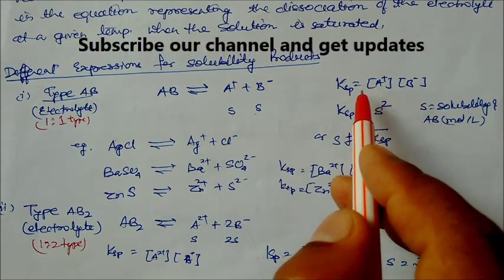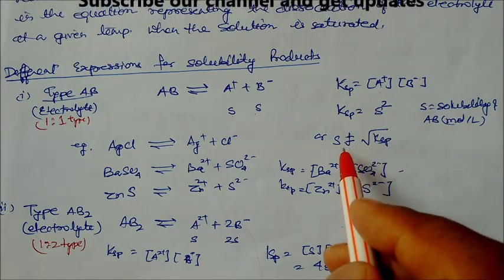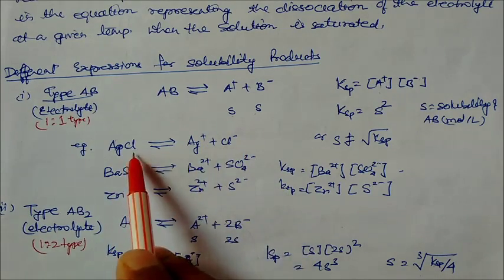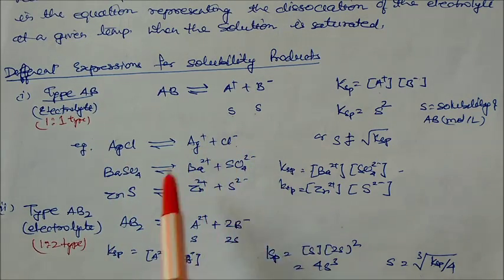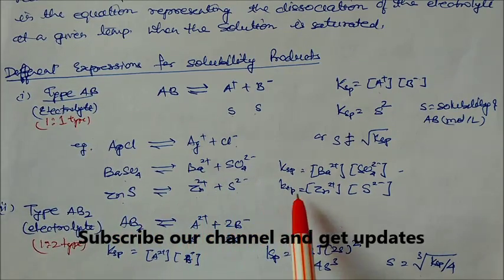So Ksp will be the concentration of A plus into B minus. Both are S, so the product will be S squared. So S will be the square root of Ksp. Examples: AgCl dissociates as Ag plus and Cl minus. Similarly barium sulfate, and for zinc sulfide, the same. So Ksp will be the product of these.